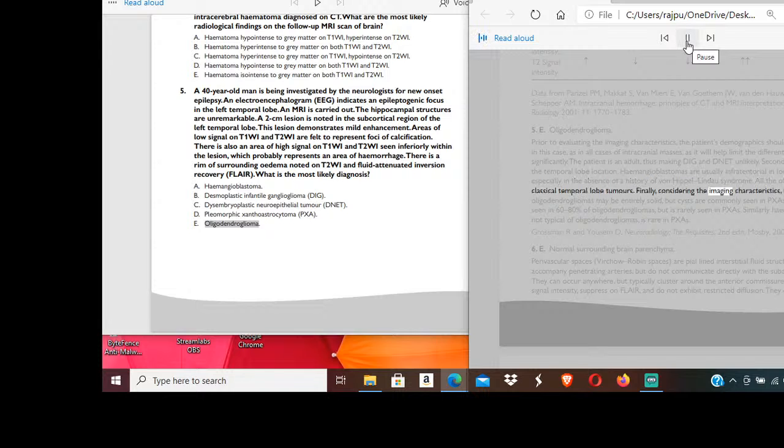Finally, considering the imaging characteristics, both PXA and oligodendrogliomas may be entirely solid, but cysts are commonly seen in PXAs. Calcification is seen in 60–80% of oligodendrogliomas, but is rarely seen in PXAs. Similarly, hemorrhage, while not typical of oligodendrogliomas, is rare in PXAs. Grossman R.